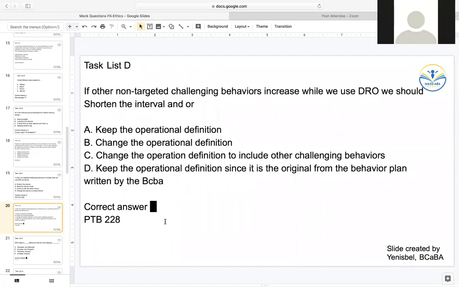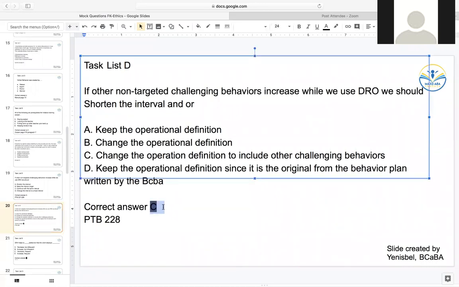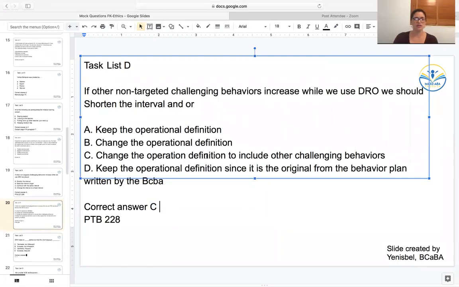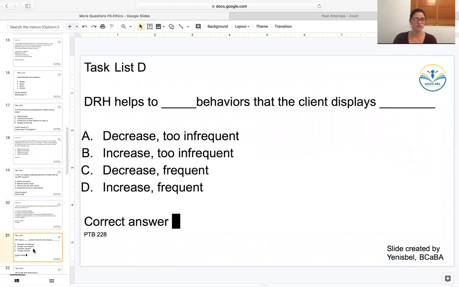C. Did I hear everybody say B or am I wrong? No, I said C. I said C too. C for cat. I said C. Oh, so I definitely heard wrong. Good job, guys. C. Nice. Change the operational definition to include other challenging behaviors. That is what we need to do.